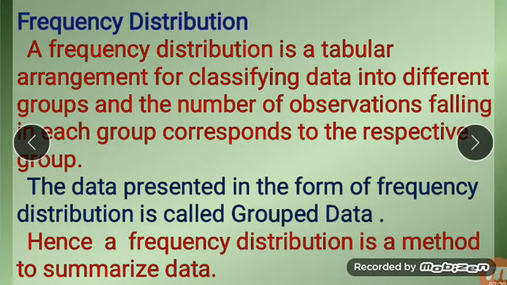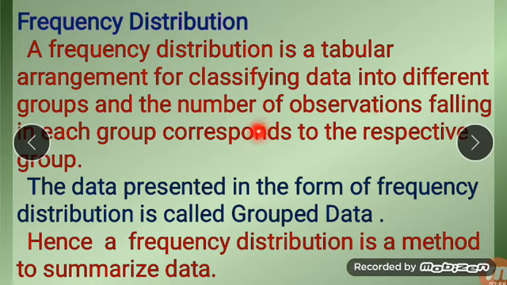Here is our today's topic, frequency distribution. This is the first topic of this unit. A frequency distribution is a tabular arrangement for classifying data into different groups, and the number of observations falling in each group corresponds to the respective group. So this is basically the organization of the data, where the data is classified into different groups in a table.